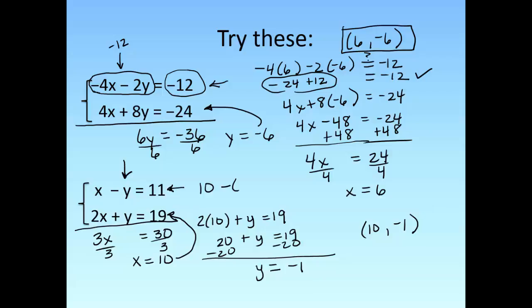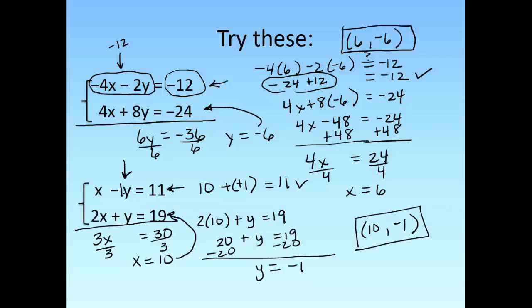10 minus, be careful with the negatives right there, is supposed to be 11. Remember, this is like a negative 1 out in front of y. It's a coefficient, so it gets multiplied by the value of y. Well, that's just like adding 1, so 10 plus 1 is 11? You bet it is. So this is the correct answer.